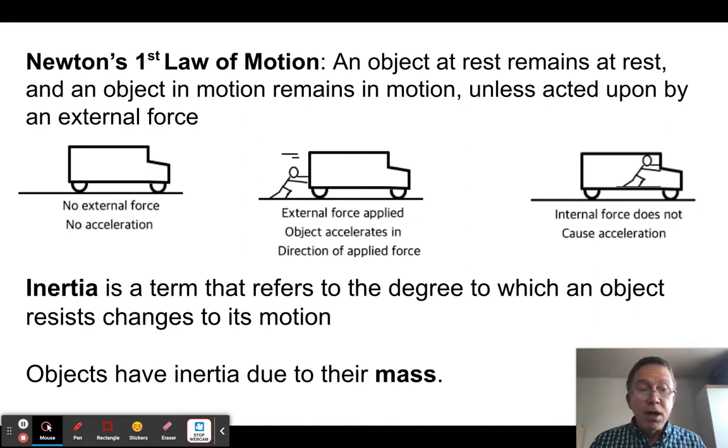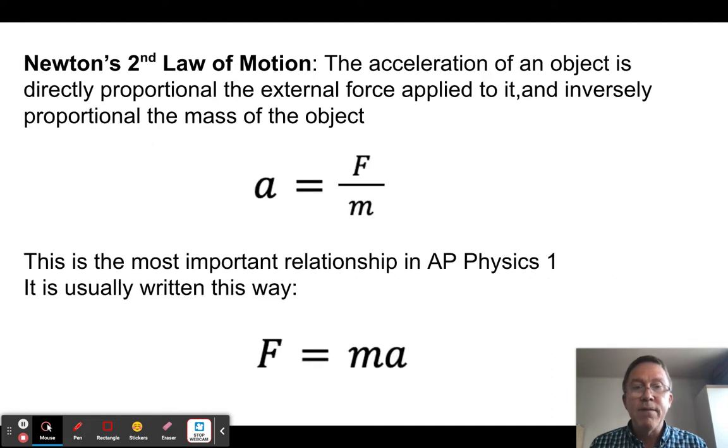A bowling ball and a soccer ball. Okay, you run up and kick the soccer ball. It has low mass, it has low inertia, therefore it accelerates easily. It doesn't hurt your foot. But if you ran up and kicked a bowling ball, it has a lot more mass, it has a lot more inertia. It's much more resistant to changing its acceleration, and therefore you're going to have a hurt foot.